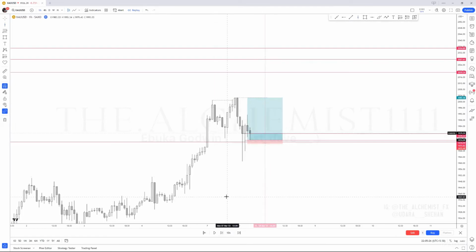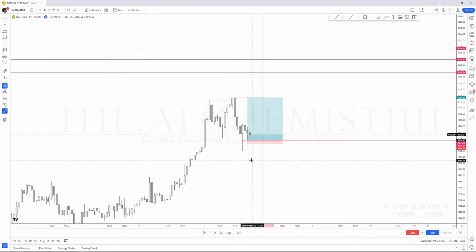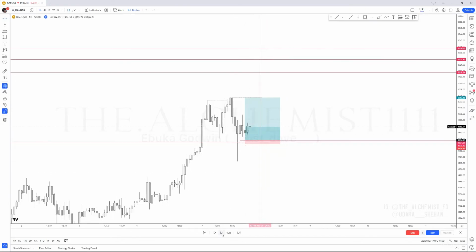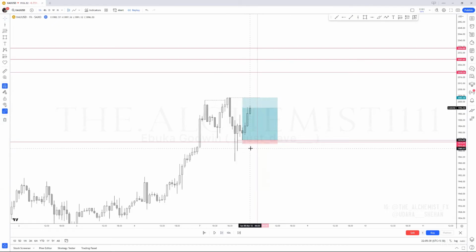Okay, there it comes. Now it's tapped right into our entry. 9:30. Okay, 10:30. We're getting the momentum. Okay, there it goes. Nice. We can move it to break even.